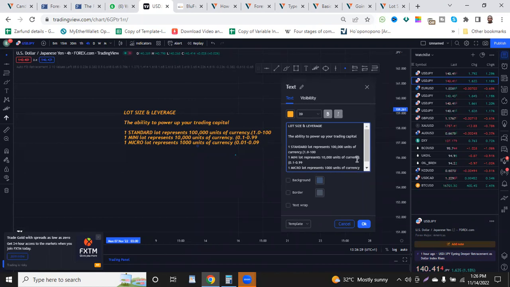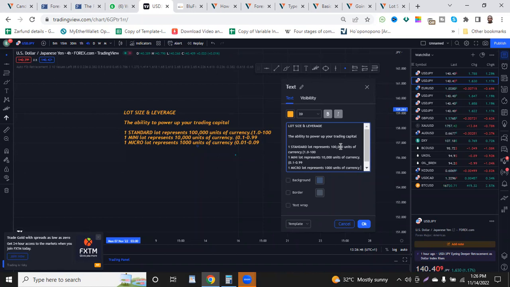But before you do all these things, we were discussing leverage earlier, and we said leverage is the ability to power up your capital. So what is the relationship between your capital and these lot sizes I'm discussing? I'm sure that's the question someone will be asking. What's the relationship between capital and this lot size?